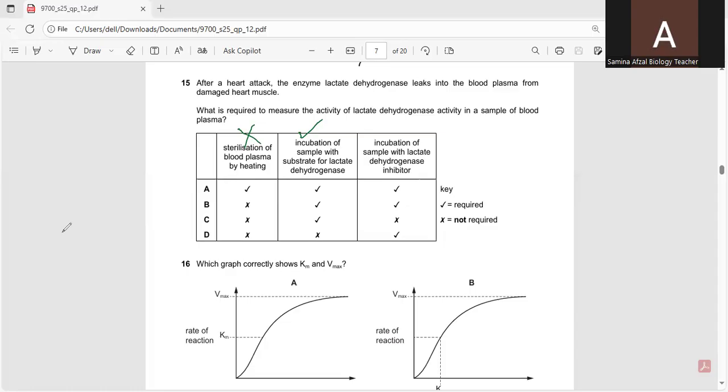The third statement is incubation of sample with lactate dehydrogenase inhibitor. An inhibitor is a substance which will slow down or stop the enzyme's activity. So again, we will not go with it. So according to this, only the second statement is correct. So we will go with it, and C is the correct answer.